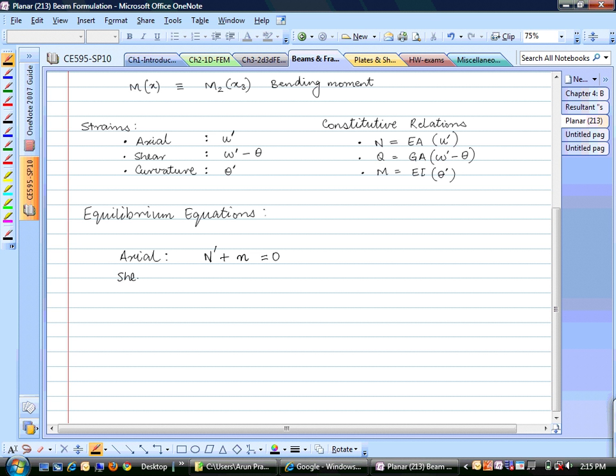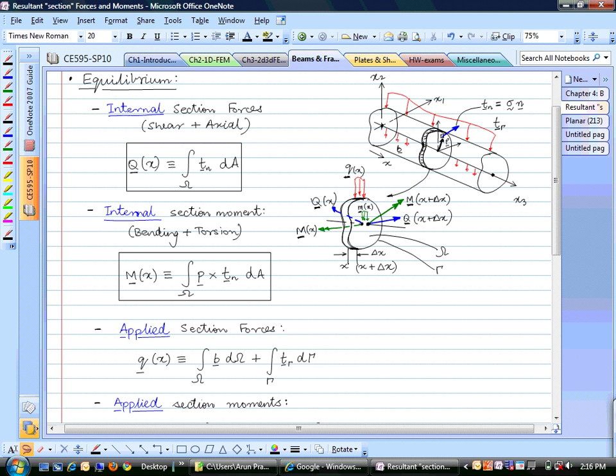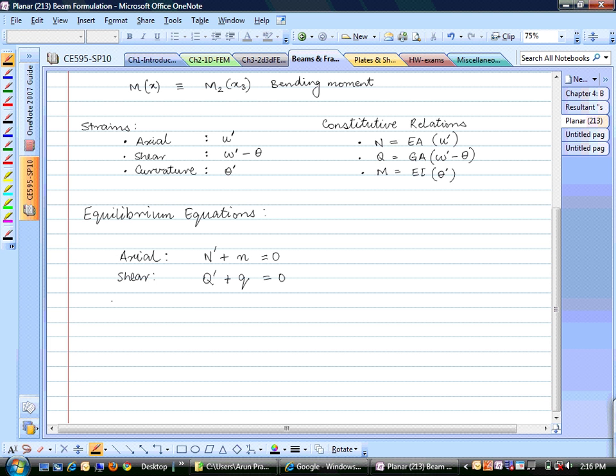Similarly, for the shear equation, it is going to be q prime plus transverse load. This q is the same q that is acting on the transverse surface of your beam. It is the same q, this q. And the bending moment equation is m prime plus q plus distributed moment is equal to 0. These are the 3 equations that you will have for axial, shear, and bending moment for a planar, 2-dimensional beam.